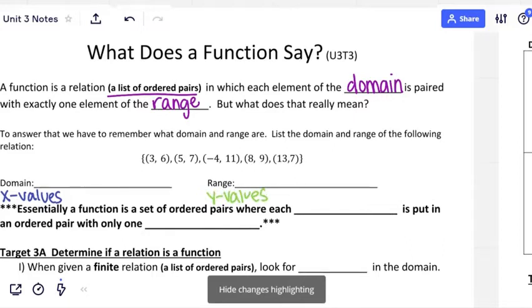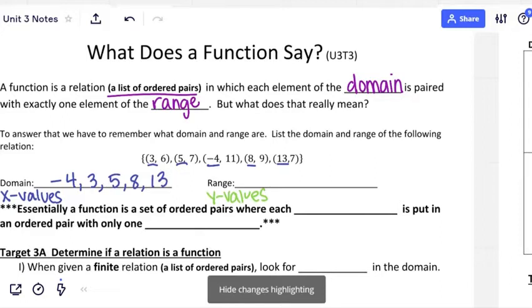Okay, so let's start with the domain. So we're looking for the x values in this relation. So we have 3, 5, -4, 8, and 13. So I'm going to list those in order from least to greatest. So -4, 3, 5, 8, and 13. So those are all of my x values.